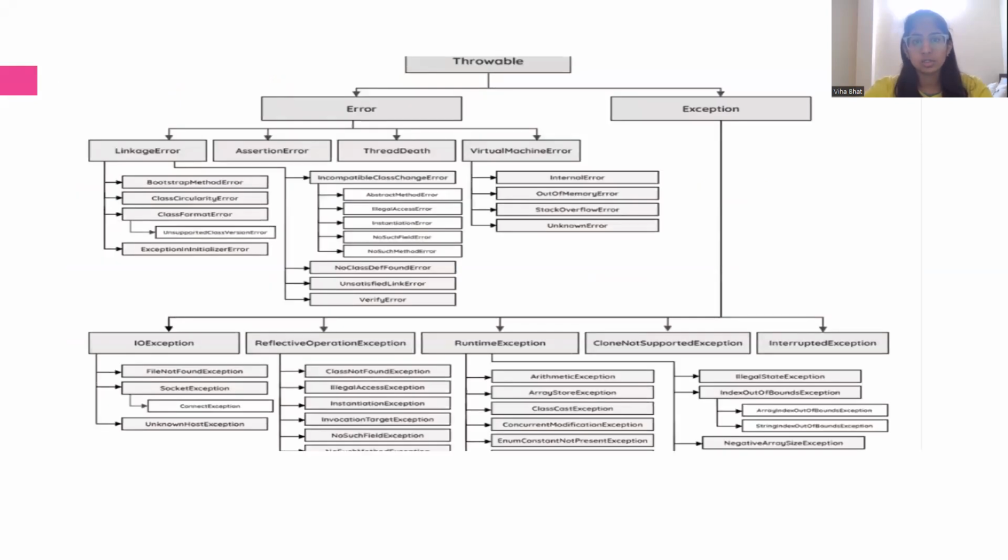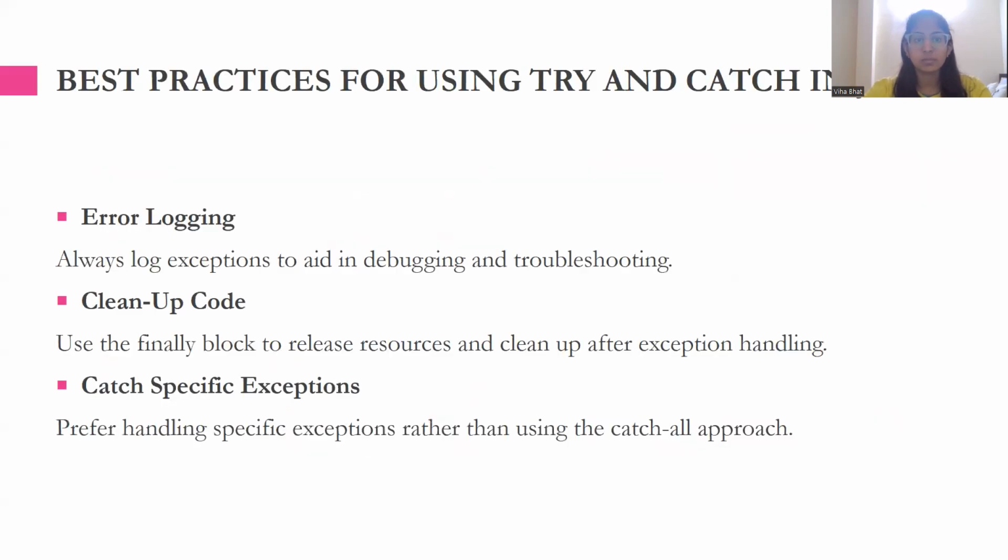In this diagram, you can see the Throwable class is divided into two, Error and Exception. Error again is of four types: linkage error, assertion error, thread death, virtual machine error. And Exception is of five types: input-output exceptions, reflective operation exceptions, runtime exceptions, clone not supported exceptions, and interrupted exceptions. All of these have sub-exceptions or errors in them. Kindly go through the same.